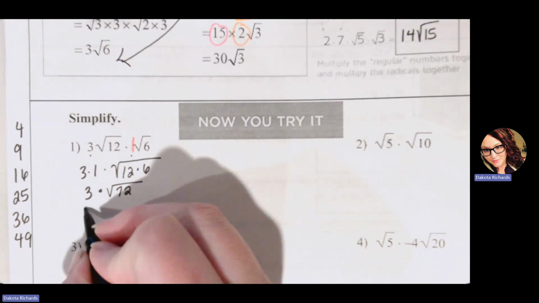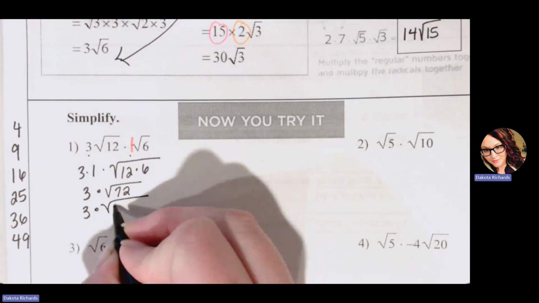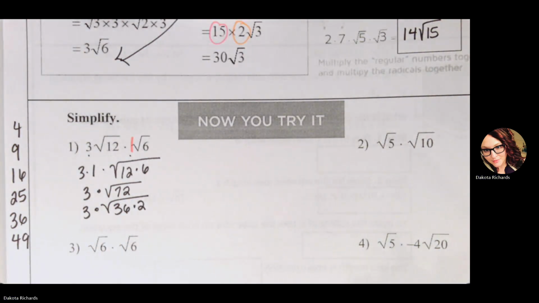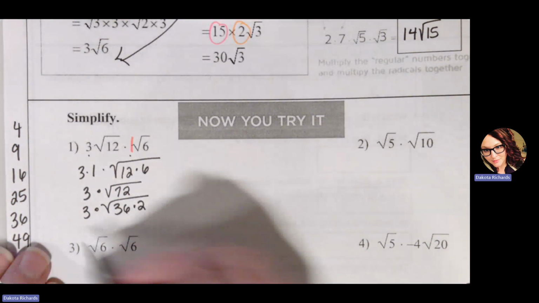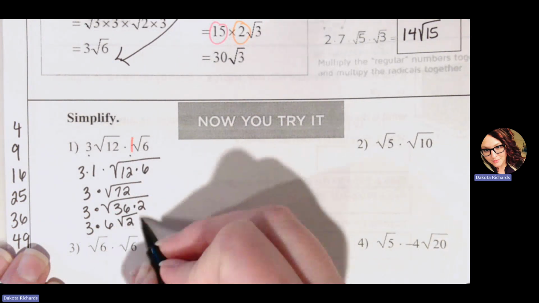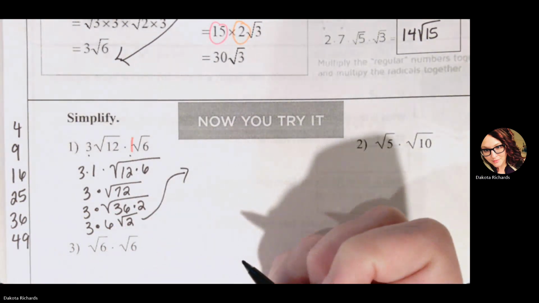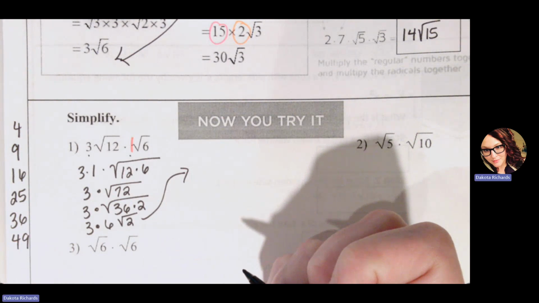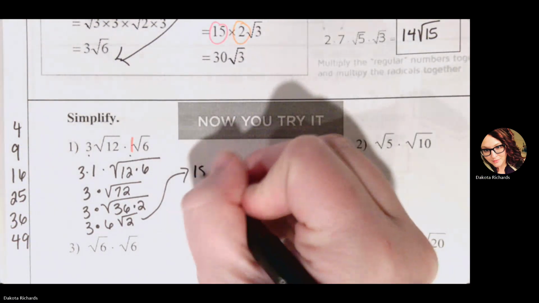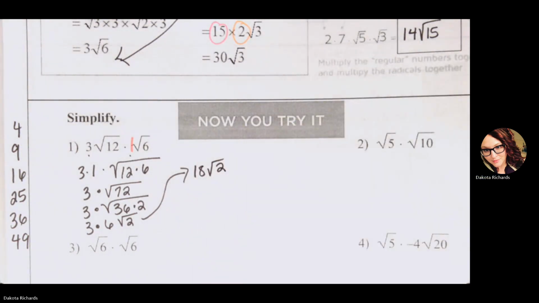And you know that the square root of 36 is just 6. So we're going to say 3 times the square root of 36 times 2. We're just rewriting the number 72. The square root of 36 is 6. So this is 3 times 6, square root 2. Okay, so that gives us what? 18 square root 2. Yep.